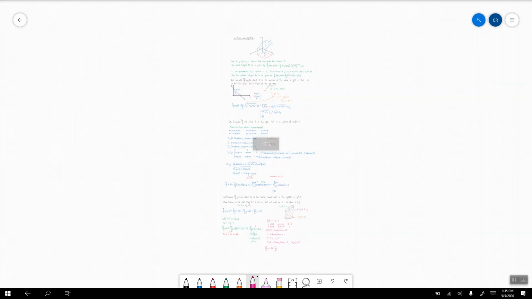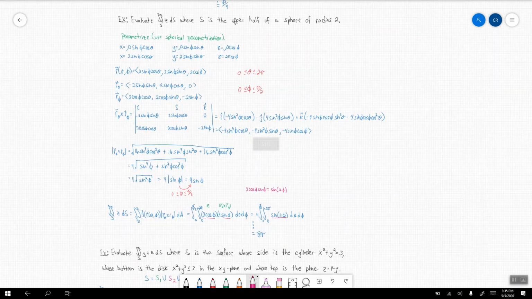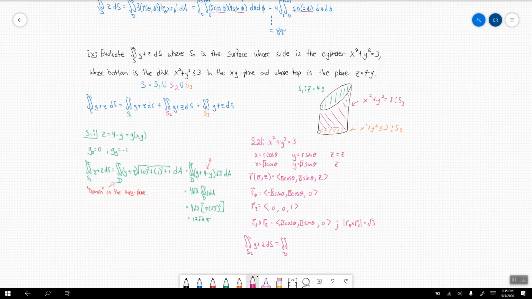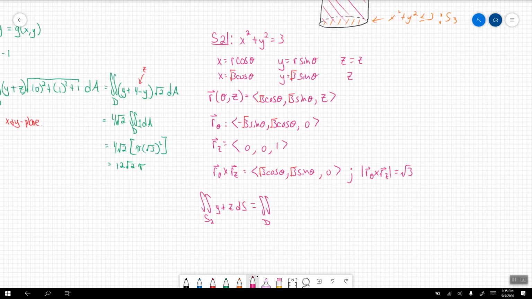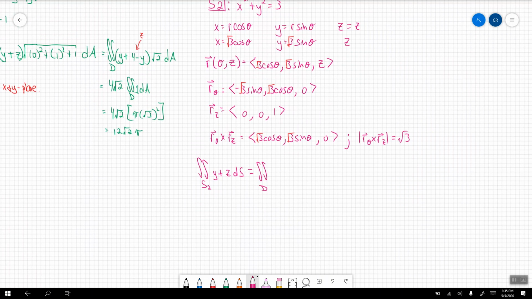Sorry guys, I hate it when this happens. There we are. So my y component, the y component that I initially chose here was this root 3 sine theta plus the z component. The z component was just z itself. Alright, so that's not too bad. That's my y plus z. Now I need to multiply it by the magnitude of the cross product, and that magnitude of the cross product was just root 3. Now this is going to be with respect to the area that we're observing.